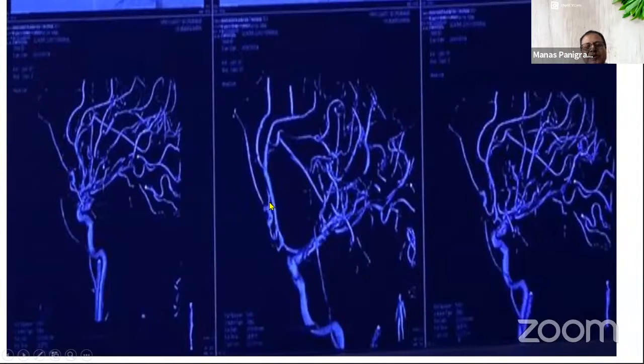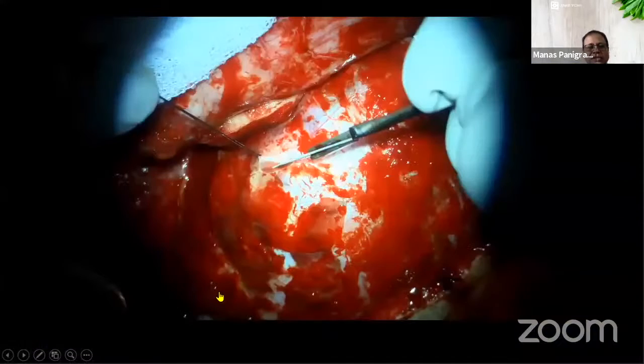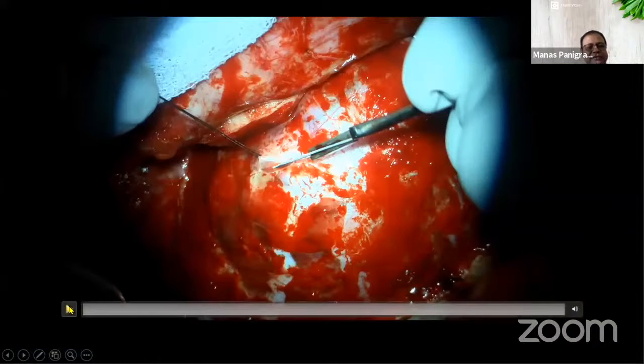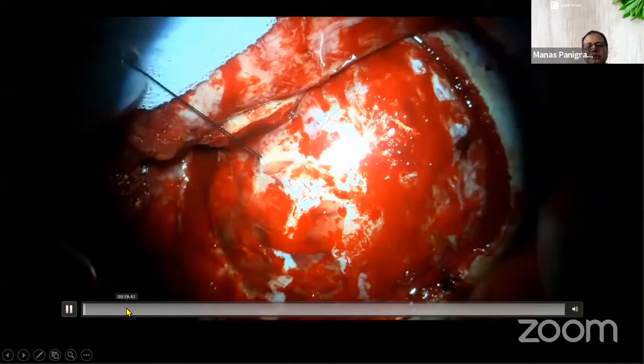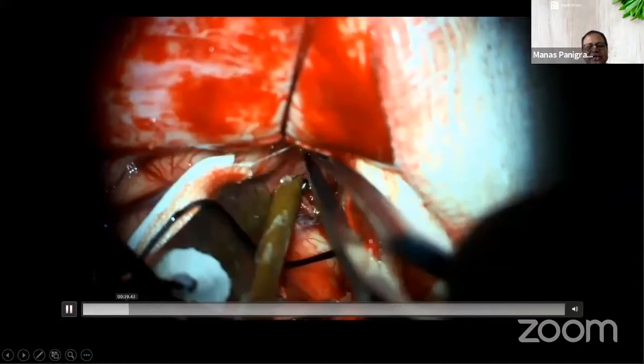But if that was not feasible, then use a conduit like from STA or do a reimplantation of the distal vessel into the pericallosal artery. So this is the video of the case. We did an anterior interhemispheric approach.